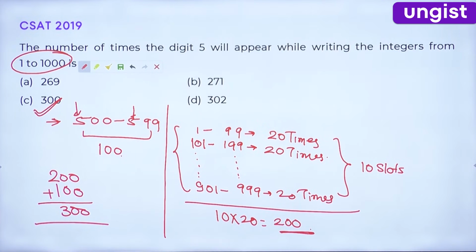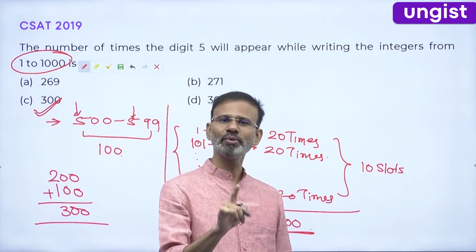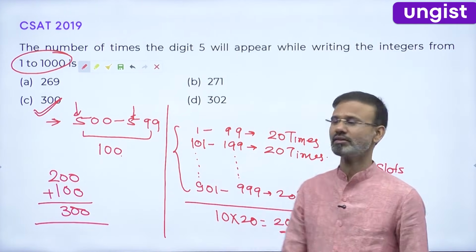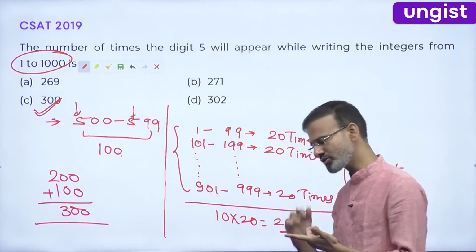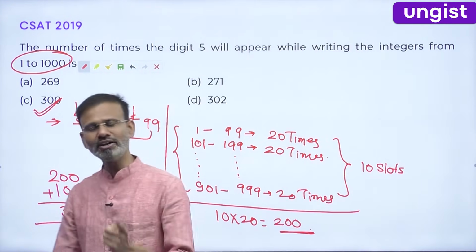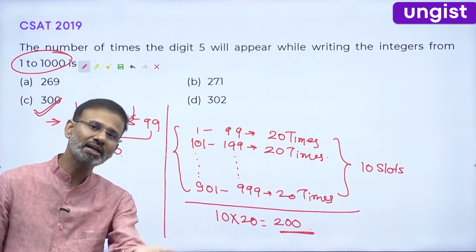See, numbers may be repeated. Try to understand, numbers may be repeated. The question is saying how many times 5 is written. That's it. You are right, 555 is only one number. But 555 is number 1. One number is fine, but how many times is 5 written in that number?